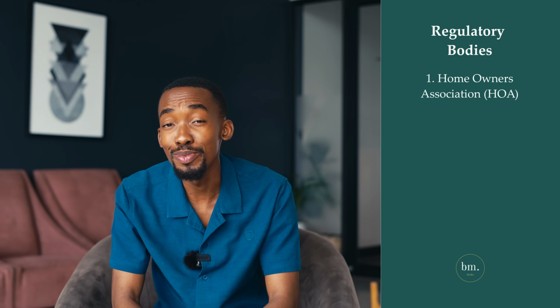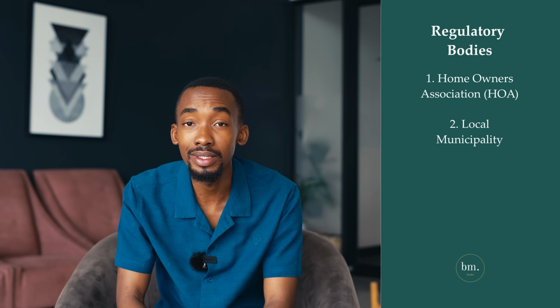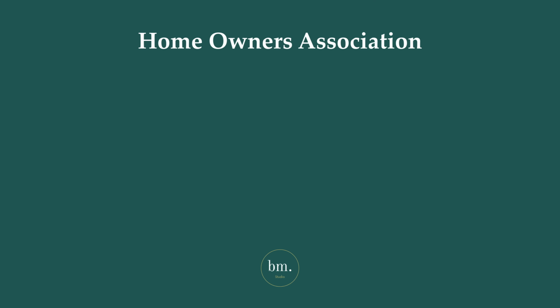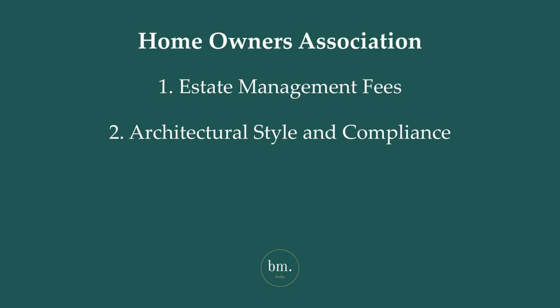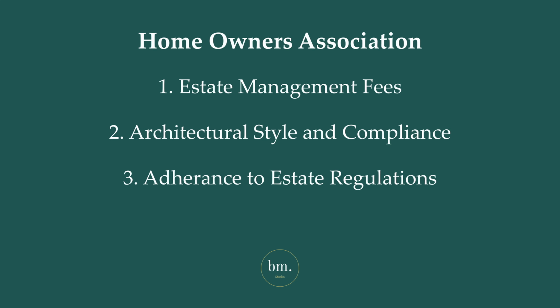Depending on your location, there are generally 3 bodies that need to approve your plan. These are your Homeowners Association, the municipality, as well as the NHBRC. When obtaining your approval for your plans, there are several costs that are involved. Let's begin with the Homeowners Association. Some estates have specific requirements for the approval of your building plan. These requirements may include estate management fees, architectural style and compliance, and adherence to estate regulations. It is essential to consult with your estate management so that you know all the fees that are involved with the approval of your plan.